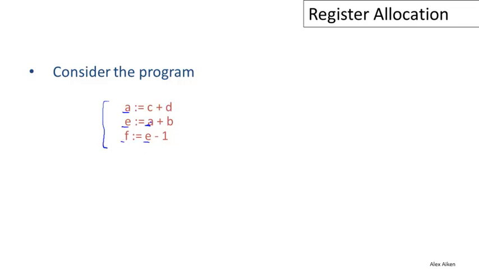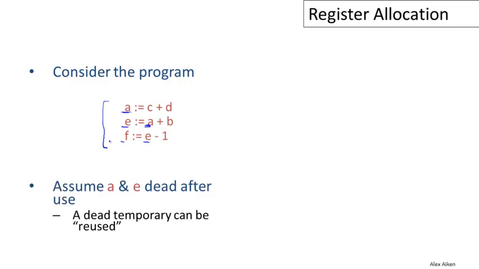And actually these three values, A, E, and F, they don't ever really coexist at the same time. By the time we've read A, we're really done with it. We've had all the uses of A we're going to have in this little code fragment. Here I'm assuming that A, E, and F are not used anywhere else. And so it turns out that A, E, and F could all actually live in the same register. All right, and that's assuming that A and E are dead after their uses.